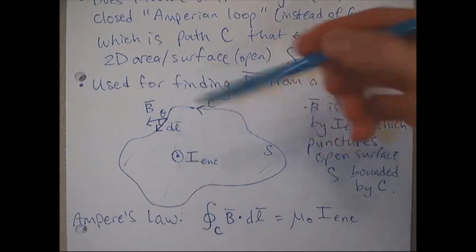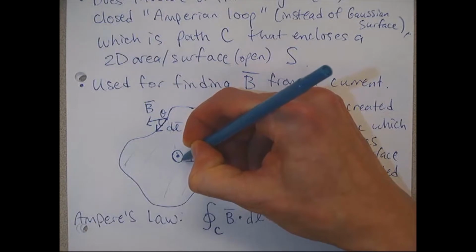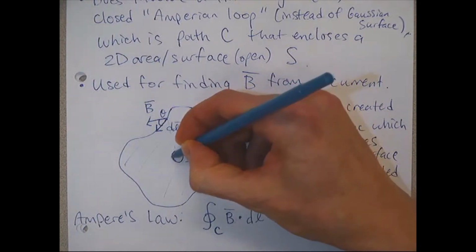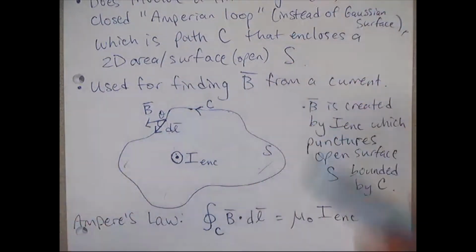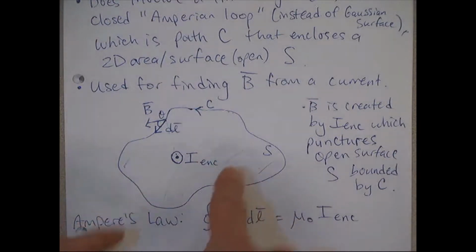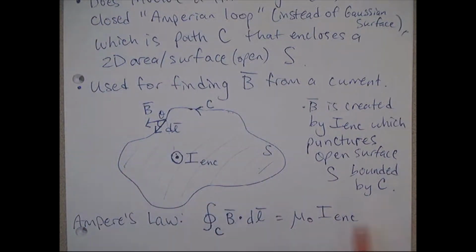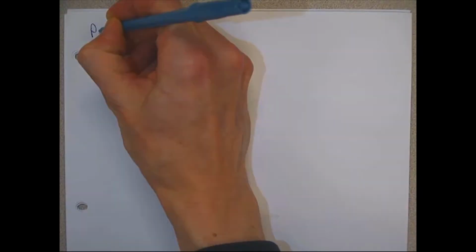So you could have one wire carrying current out of the page as it is here. You could have another over here. Any number of currents in the problem, if they are passing through this open surface, will contribute to the right-hand side of Ampere's law.